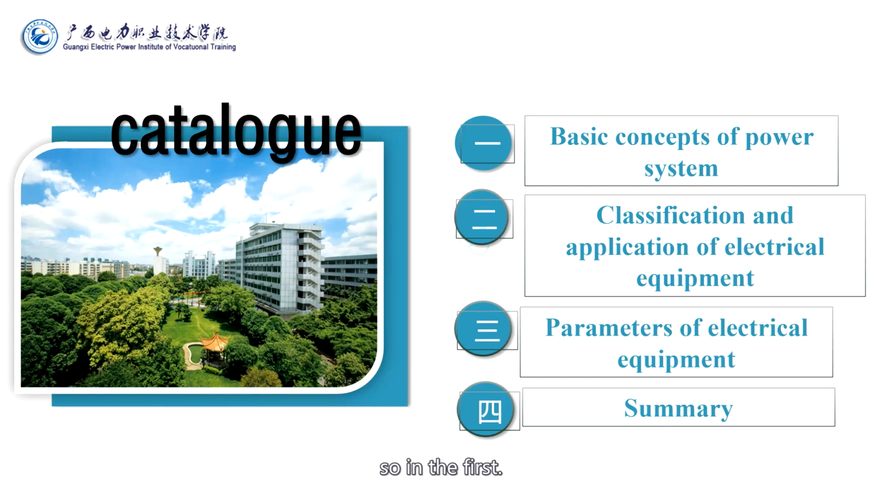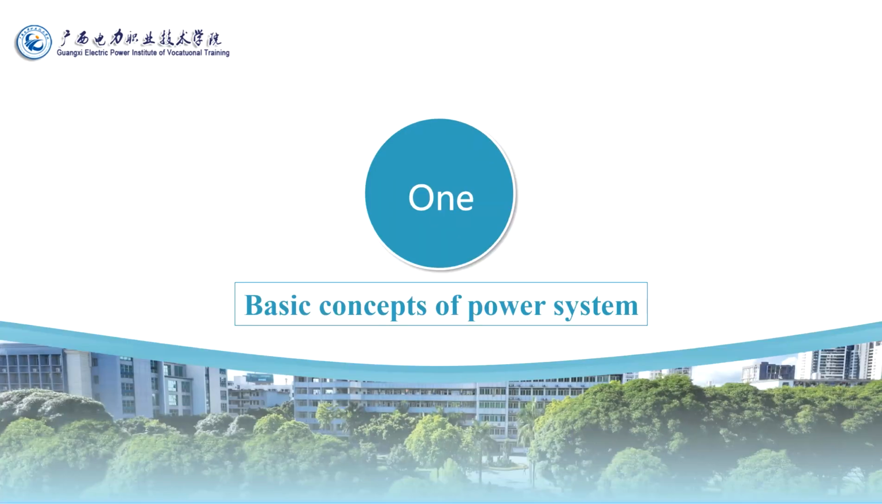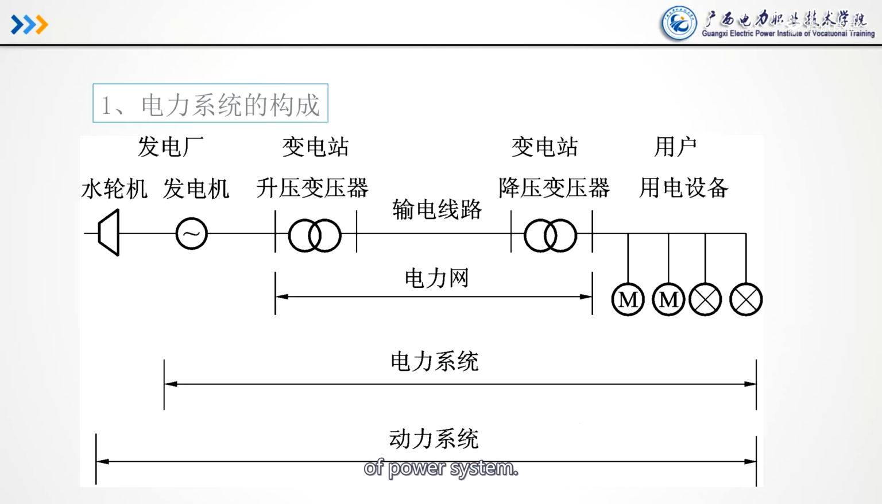In the first part, we will learn the basic concepts of the power system, and in the second, the classification and application of electrical equipment. In the third, we will learn the parameters of electrical equipment, and in the fourth, we will have a little summary of this lesson. So first, we will go through the basic concepts of the power system.